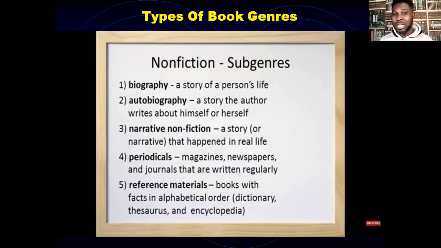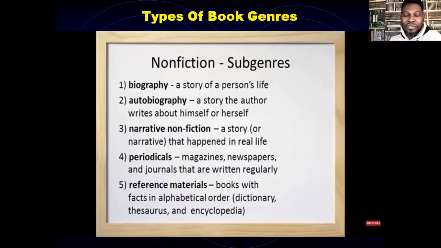Now, the second subgenre is autobiography. So an autobiography is a story about the author, written by the author himself. So if I write a book about my life story, that would be my autobiography. If you write a book about yourself, your life, that would be your autobiography. But if somebody writes a book about me, that book would be my biography, not my autobiography. So the difference between a biography and an autobiography is that a biography is written by someone else about another person, while an autobiography is written by the author himself, and he's writing about himself.